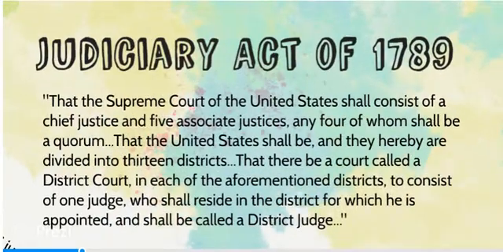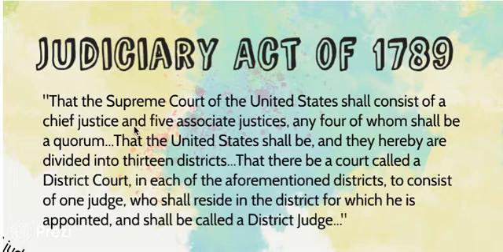All right, moving on. So we got another Judiciary Act. You know Congress loves to write some laws and make some acts. This one says how many people are in the court, not just that there is a court. That the Supreme Court of the United States shall have a Chief Justice and 5 Associate Justices. So we start out with 6 people total. 1 plus 5 is 6. Any 4 of whom shall be a quorum.